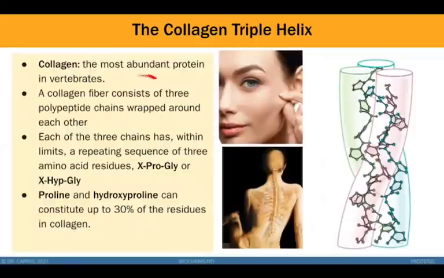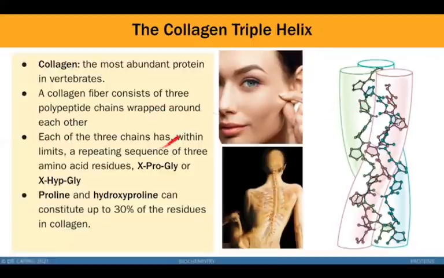Now, collagen is the most abundant protein in vertebrates. We have discussed this one; I introduced a little bit about collagen in the previous lecture on amino acids, particularly glycine. Now, a collagen fiber consists of three polypeptide chains wrapped around each other. So this is the structure of collagen. It consists of three polypeptide chains that are wrapped around each other.